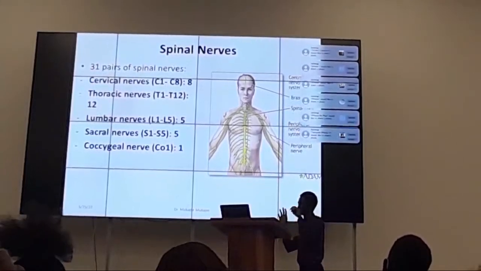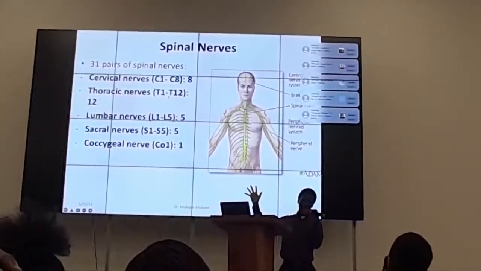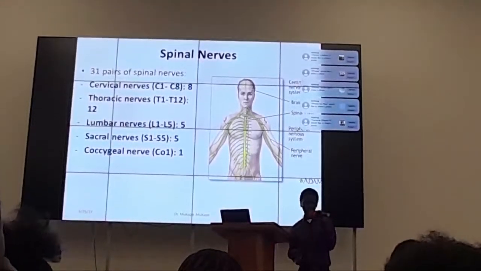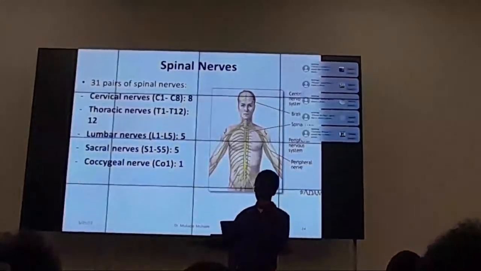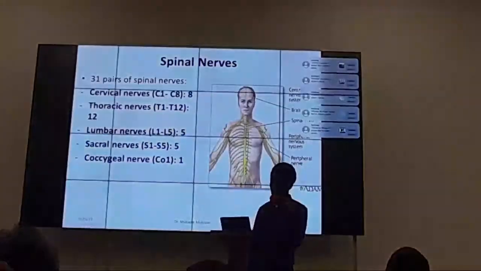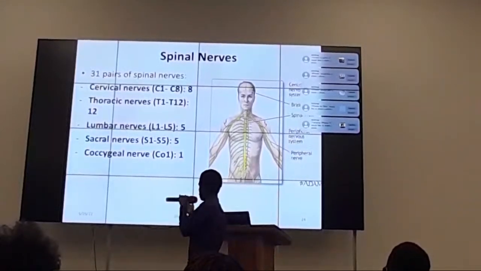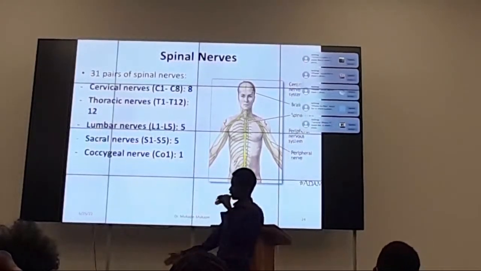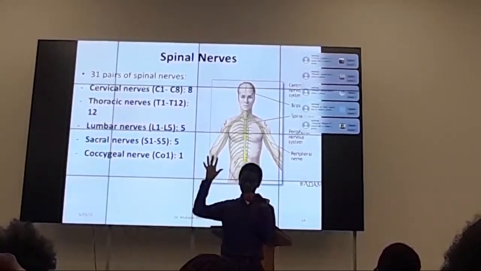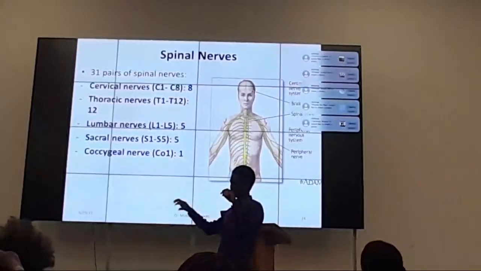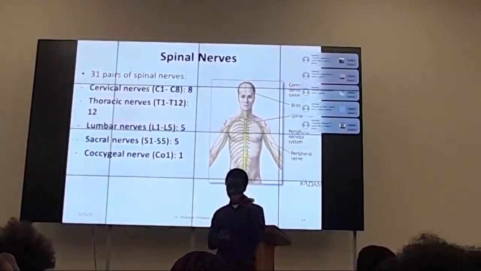Spinal nerves, 31 pairs. What is the arrangement? We have cervical nerves, which are 8, C1 to C8. We have thoracic nerves, 12, T1 to T12. We have the lumbar nerves, L1 to L5. We have sacral, S1 to S5, and we have the coccygeal nerve. So these are the spinal nerves. They are named according to the level of the spinal segment.